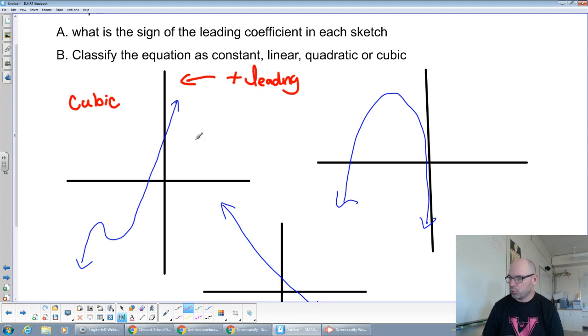Okay, it's got the S kind of. This one here is opening down with 1 turning point, so that's a negative leading coefficient. And it opens down, so that's 1 turning point. That's going to be a quadratic.